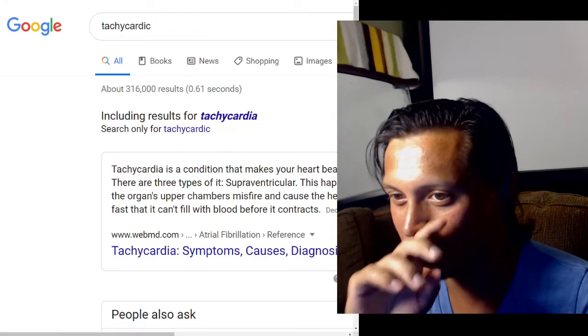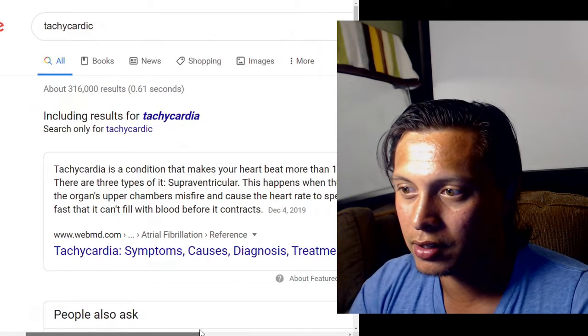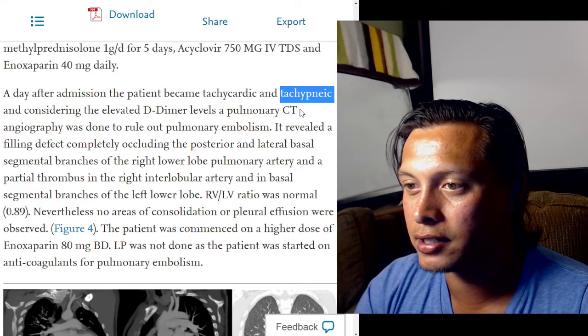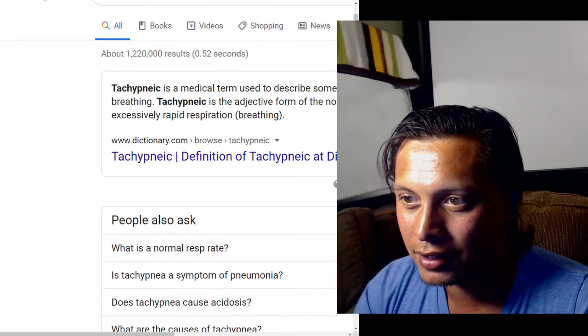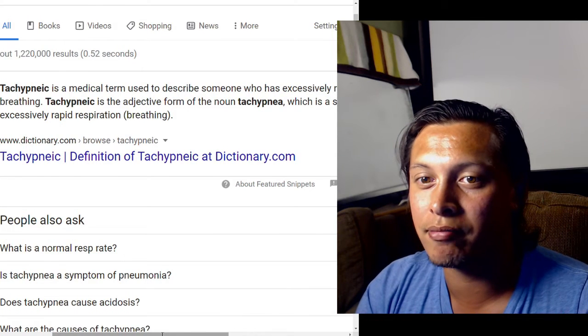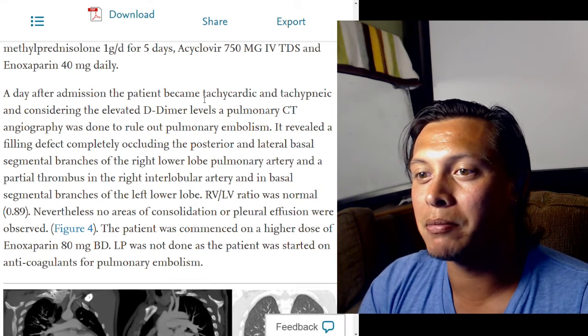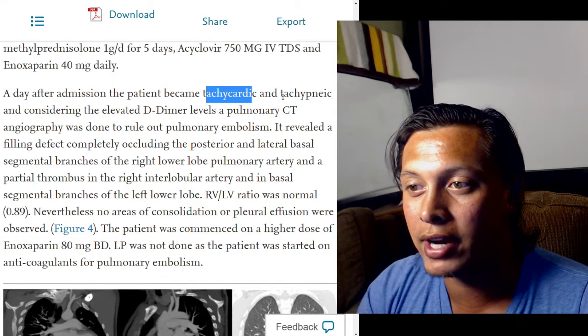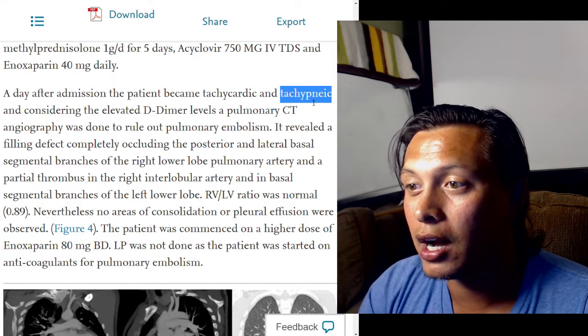Let's look these up. Yeah, so very, very fast heart rate, and tachypneic would be excessive breathing. So I'm guessing tachy is Greek for fast. So this is a very fast heart rate and a very fast breathing rate.